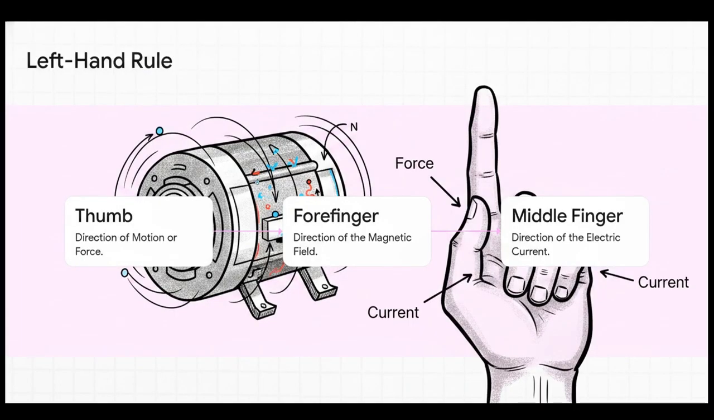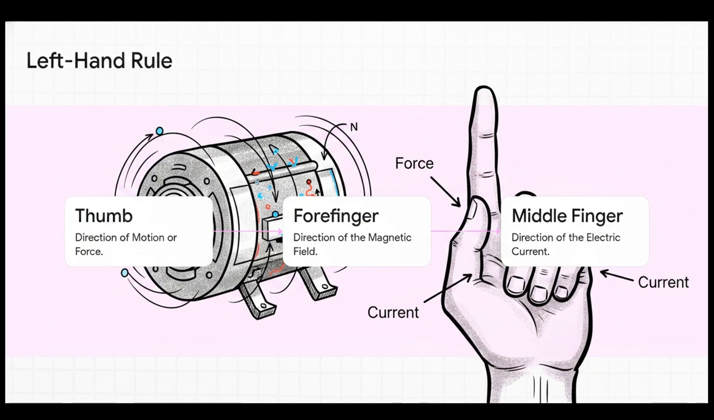Time for more interactive physics class. Get your left hands ready this time. Position your thumb, your forefinger, and your middle finger so they're all at right angles to each other, kind of like the X, Y, and Z axes on a 3D graph. Now point your forefinger in the direction of the magnetic field. Aim your middle finger in the direction of the electric current. Wherever your thumb naturally points, that reveals the direction of the physical force or motion.